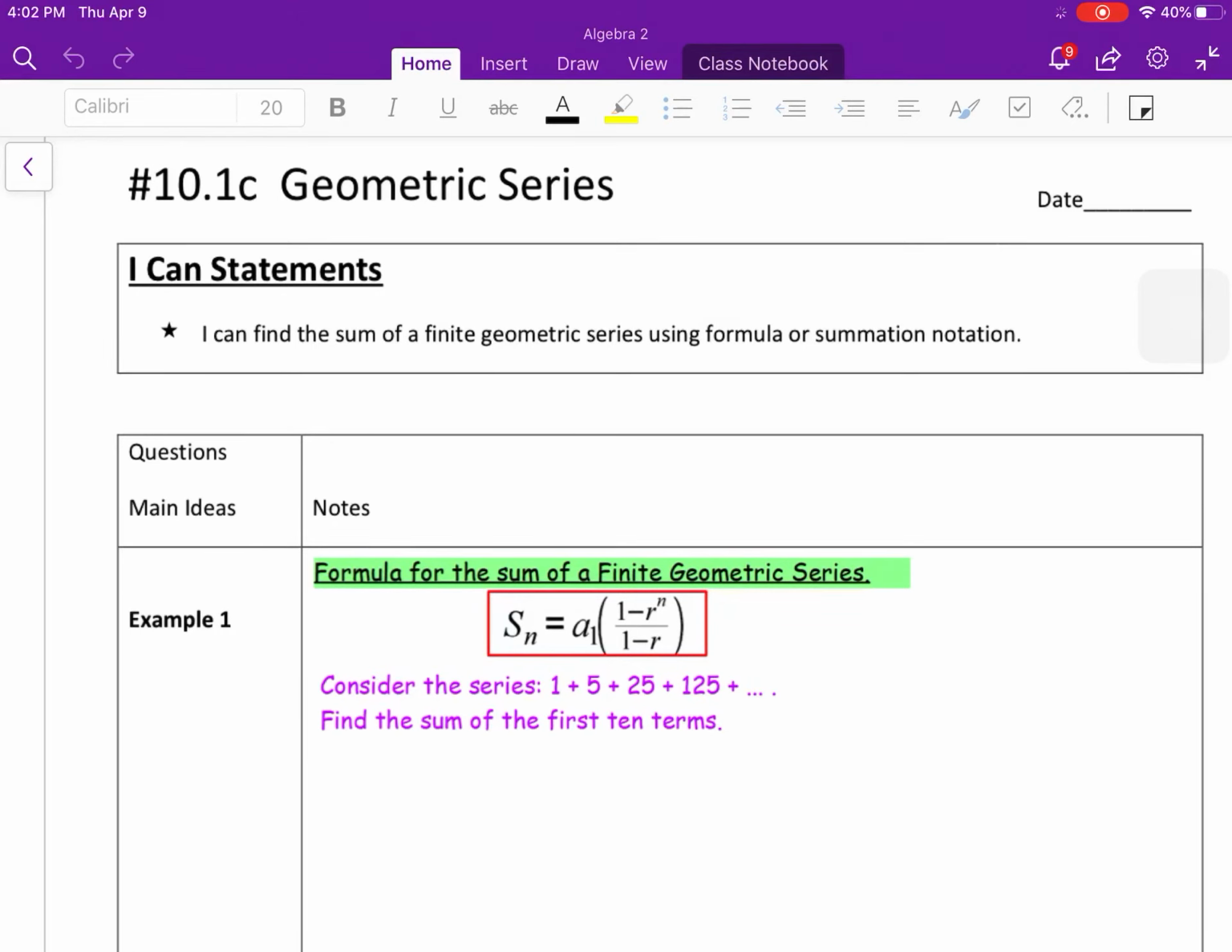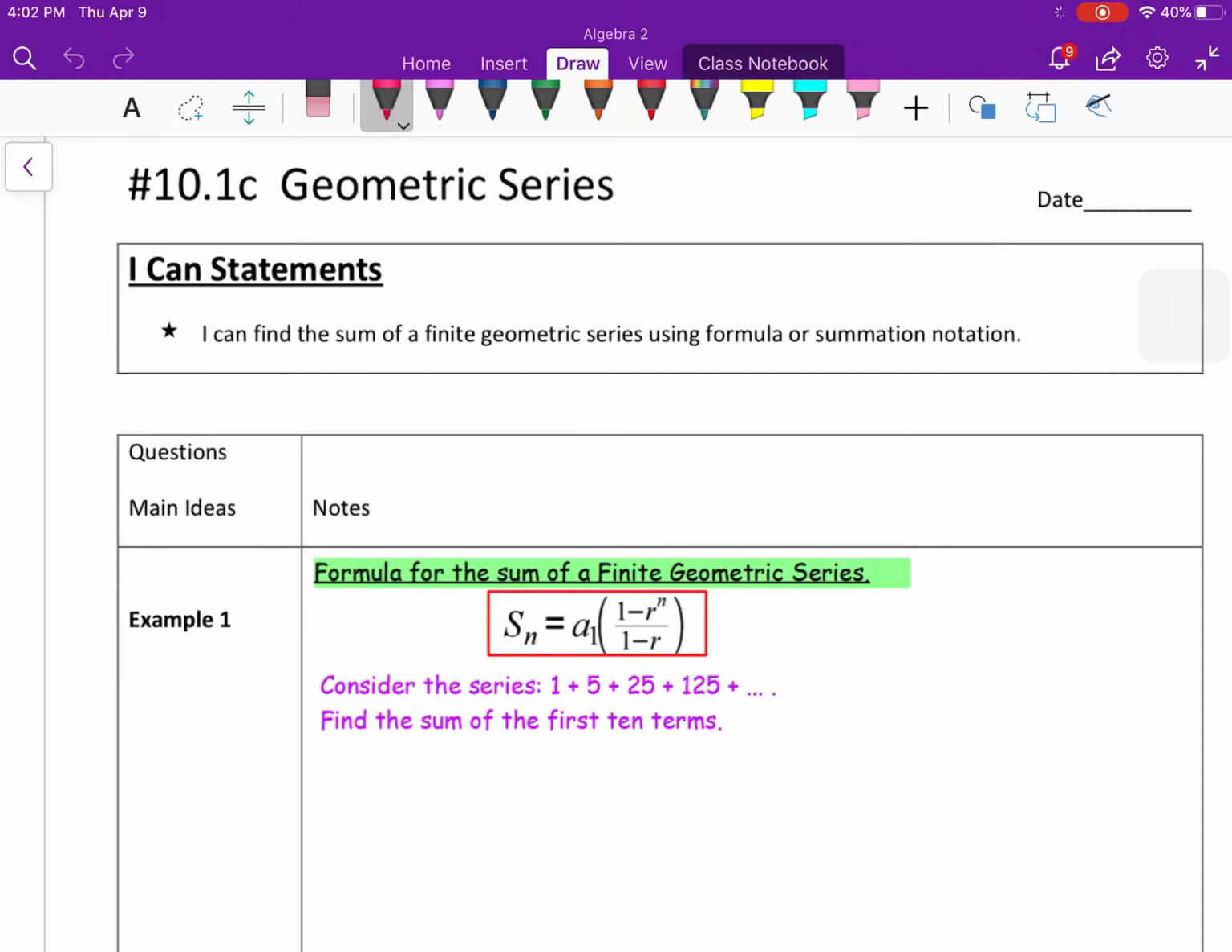Hey class, this video is going to go with 10.1c geometric series. All right, so we talked about geometric sequences in the last video, and if you remember, a geometric sequence is any sequence that is changing by a constant multiple. Like the sequence 2, 4, 8, 16, you're multiplying by 2 every time. And when you're multiplying by 2 every time, that means your common ratio is 2.